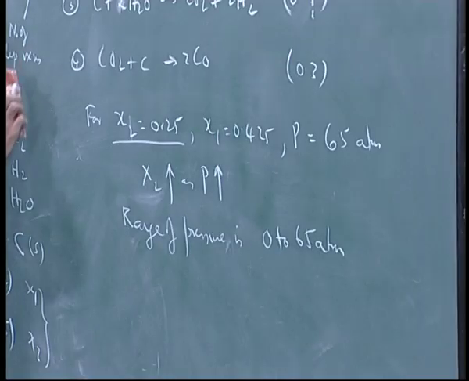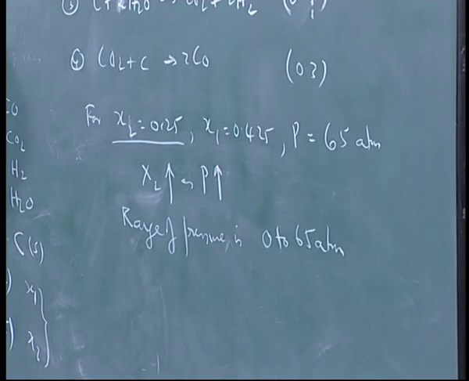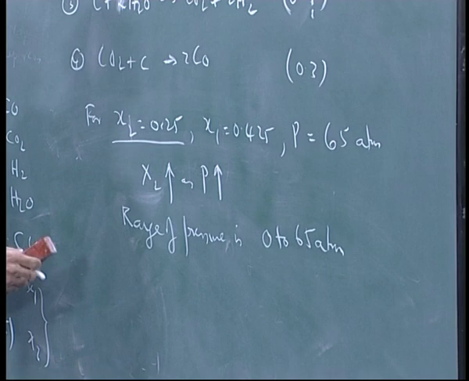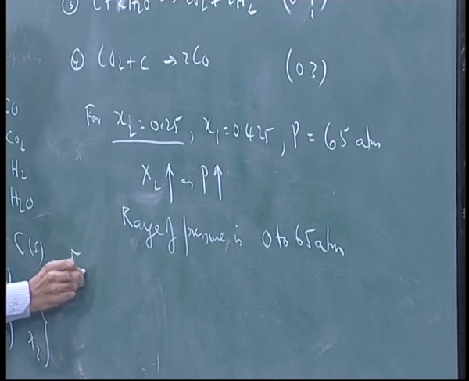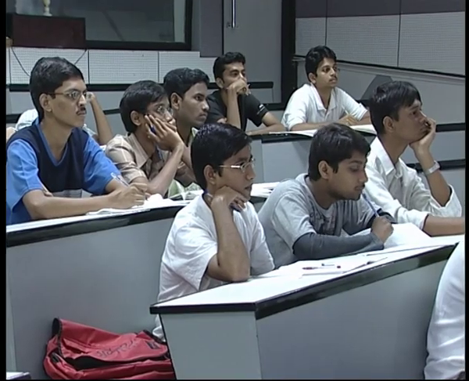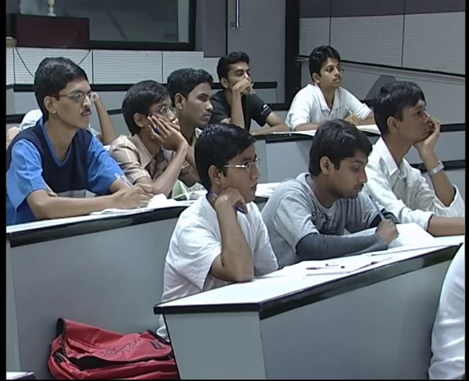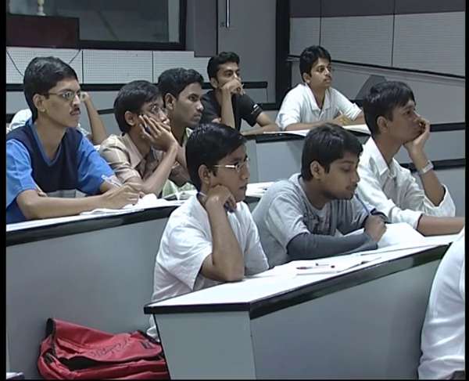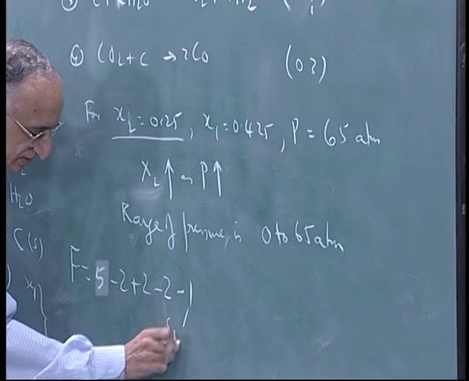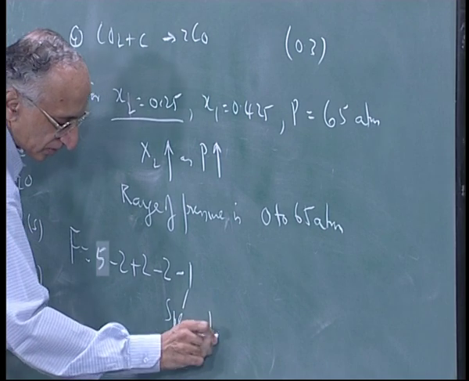So, we leave this here and discuss degrees of freedom here. I think I will write it out. Degrees of freedom is the number of components minus 2, minus the number of independent reactions, minus 1. This is for special constraints, they are always there.